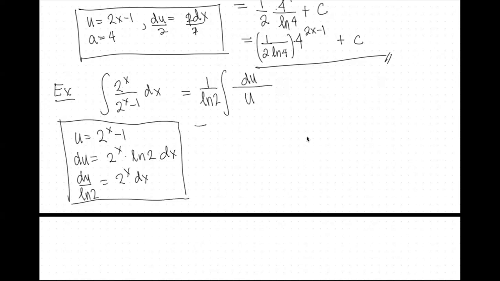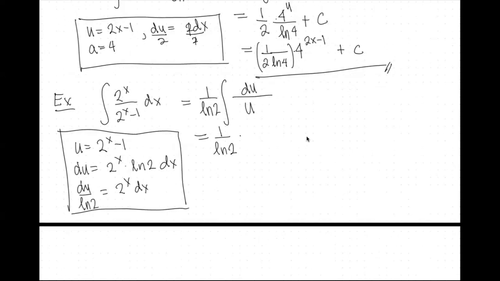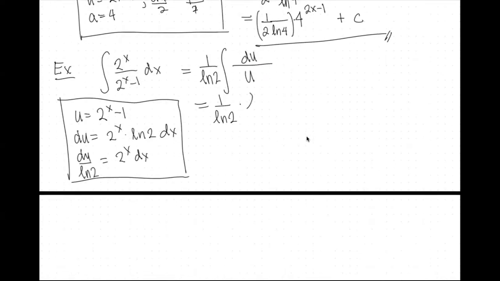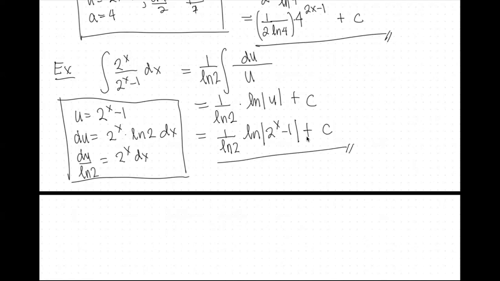So here we get 1 over ln 2. And then from the formula above, du over u is just ln of the absolute value of u plus c. So going back to 2 to the x minus 1, we get ln of 2 to the x minus 1 plus c. Okay, any questions so far?